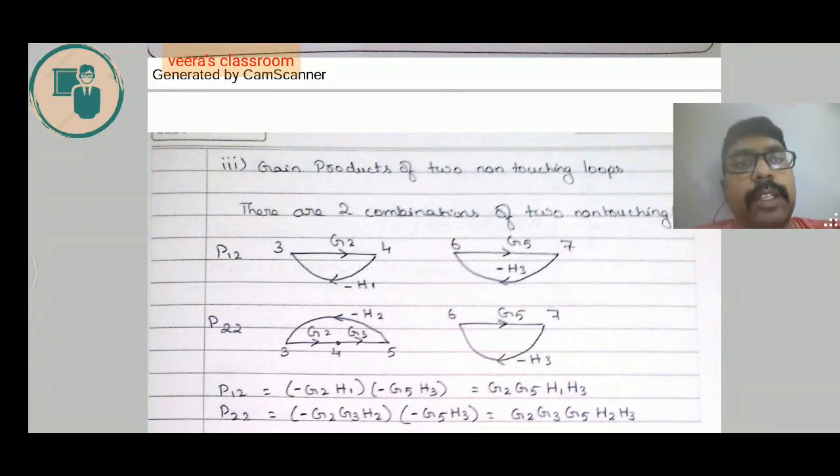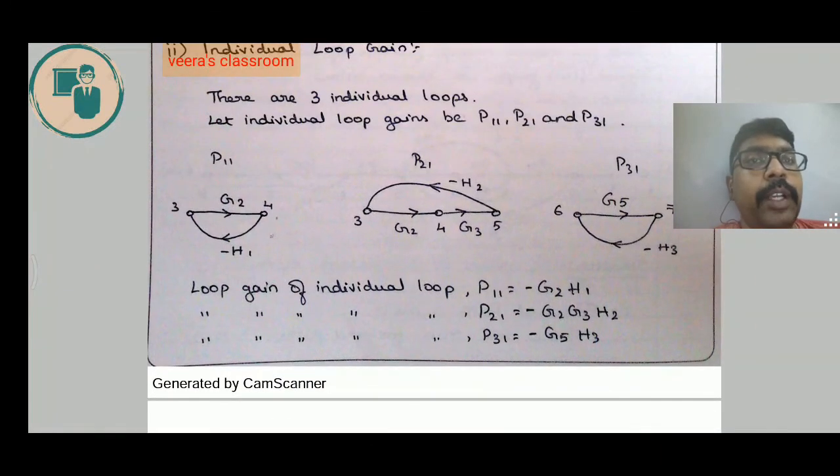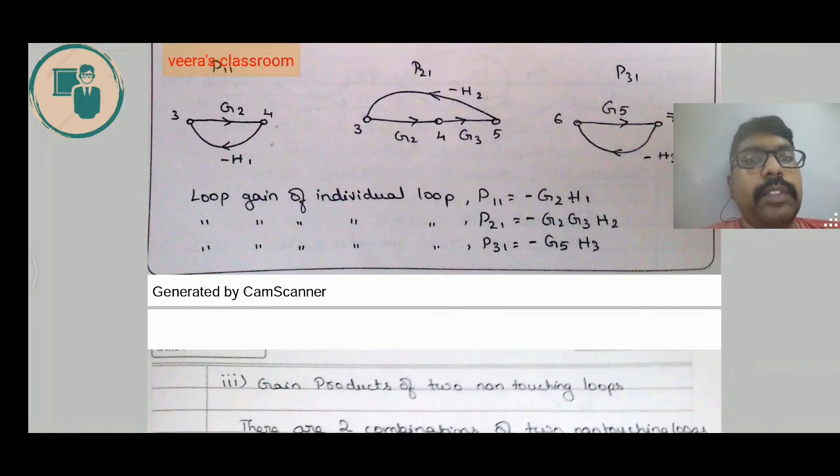After this, we are supposed to find whether there are 3 non-touching loops, that is 3 different individual loop gains, and all 3 do not have common nodes. So we have to find whether there are such individual loops which don't have a common node. We do not have such loops here, because we have only 3, and out of 3, the first 2 have a common node. So we do not have 3 non-touching loops, and we'll stop with this.